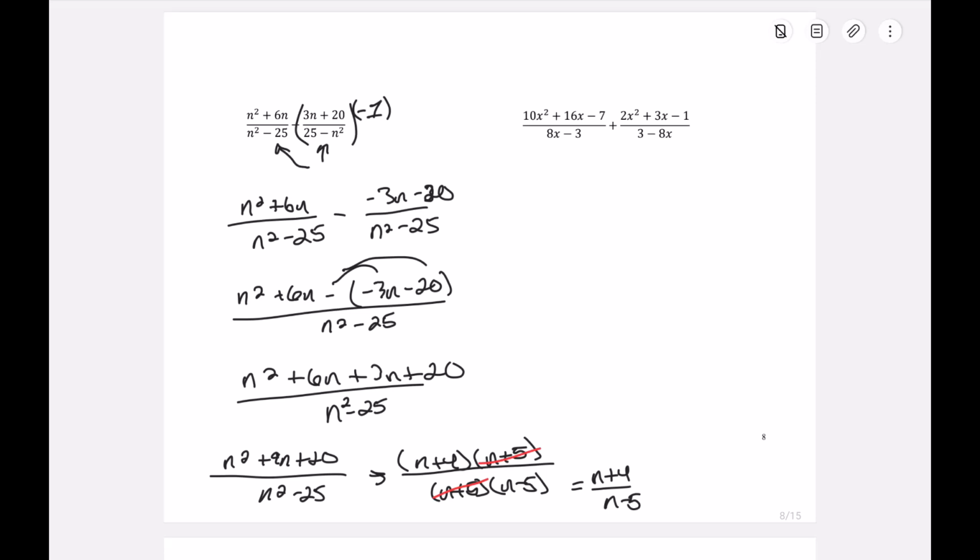So next we're given this expression, and we can do the same process that we've done before. We can multiply the one on the right by -1, the top and the bottom of the fraction.